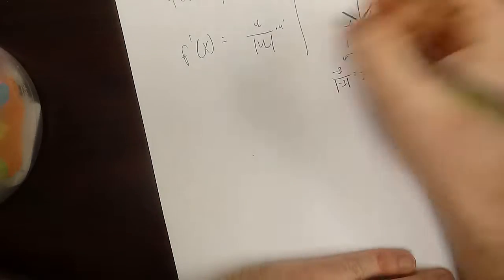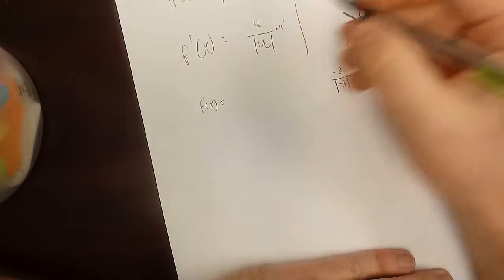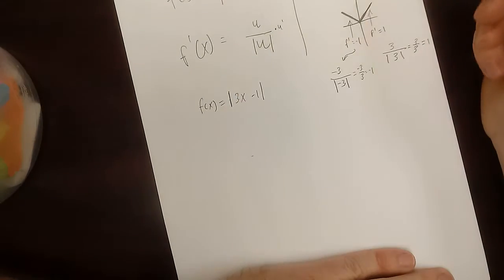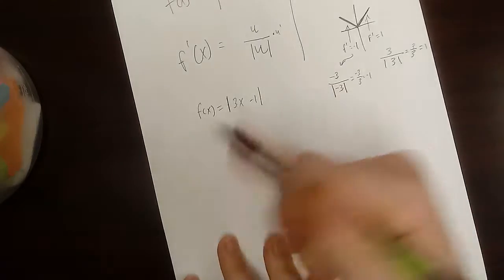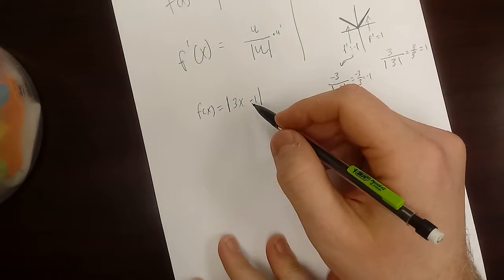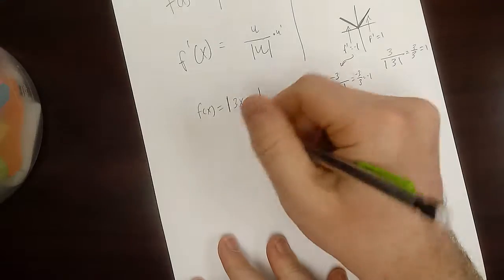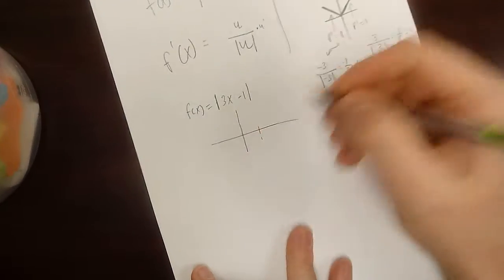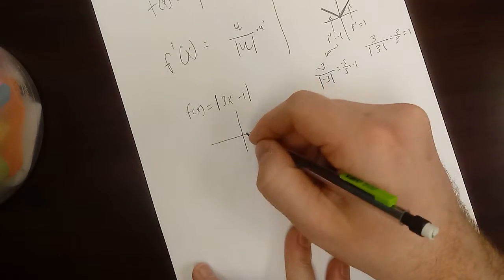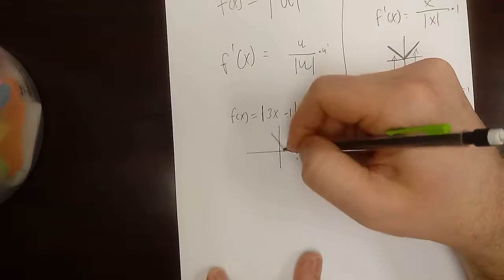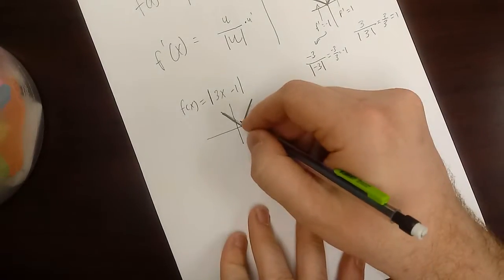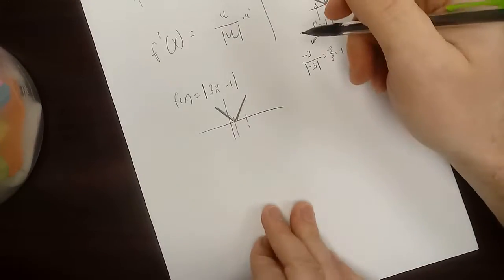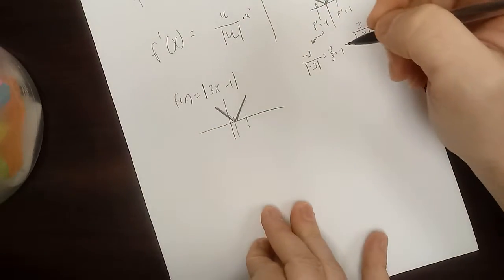It even works for things like if f of x were equal to the absolute value of 3x minus 1. So if we look at this, 3x minus 1 has a 0 at 1/3. I think it's going to be steeper than our other one. Not super important, but anything after 1/3 is going to have a positive slope, and anything before 1/3 is going to have a negative slope. And it changes abruptly. There's that sharp point right there.